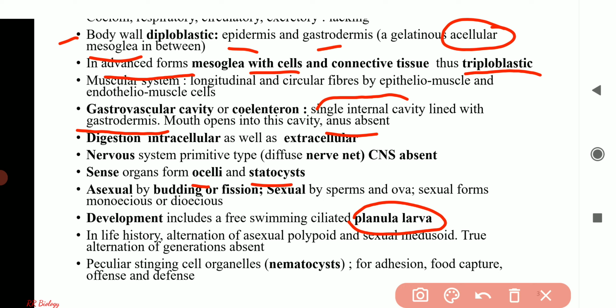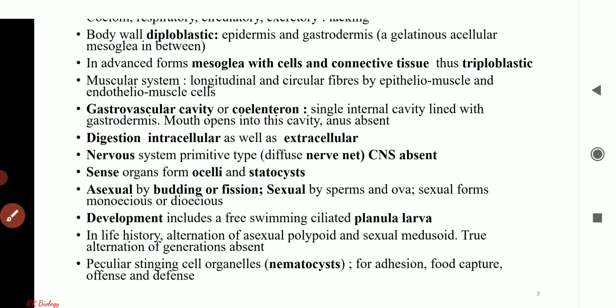Plus one more thing, nematocysts are present here. Again, it is a peculiar organelle. Now, if you look at this point, nematocyst is not something from the internal physiological point of view, but there is a presence of nematocysts, and the function of the nematocyst is adhesion, food capturing, and offense and defense. So these are certain other features of these coelenterates. Let us go beyond this.